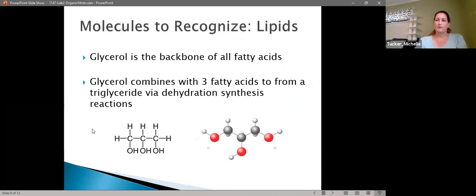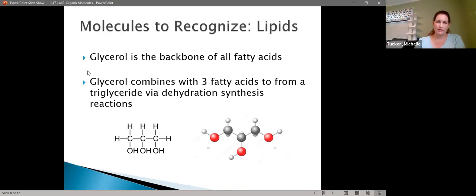Okay, so we are now moving on to our 3rd category of macromolecules, and these are lipids. There are 3 types of lipids. We have phospholipids that are used in membranes. We have triglycerides, which are used in energy storage, and then we have steroids.